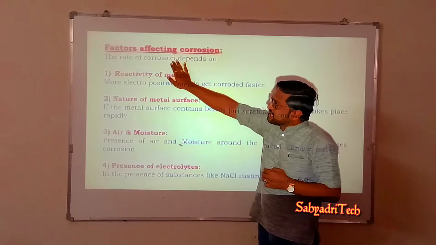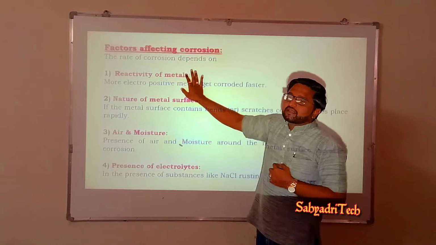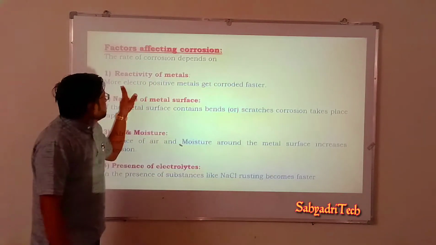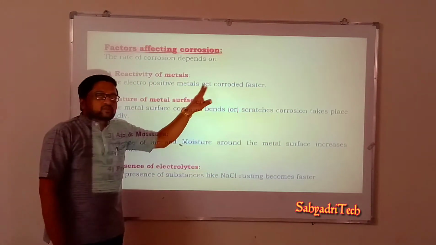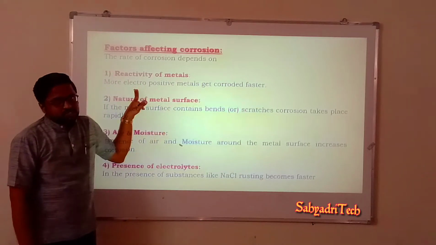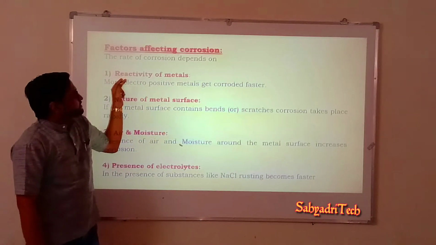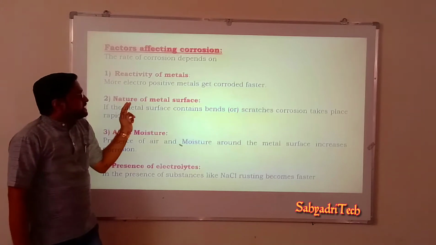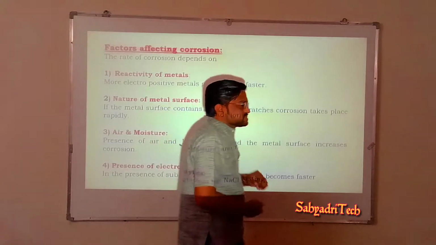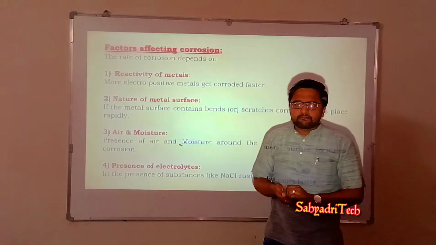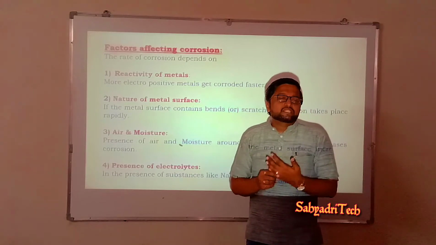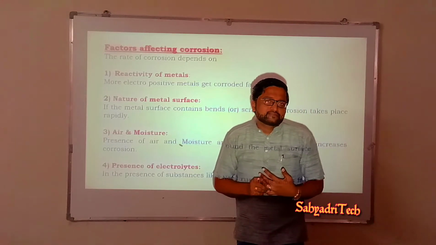It means the rate of corrosion depends on the reactivity of the metals. So the more electropositive metals get corroded faster than the metals with low electropositive nature. That is the first factor. Second factor, nature of the metal surface. Usually if the surface is completely plain, then the rate or extent of corrosion is less.